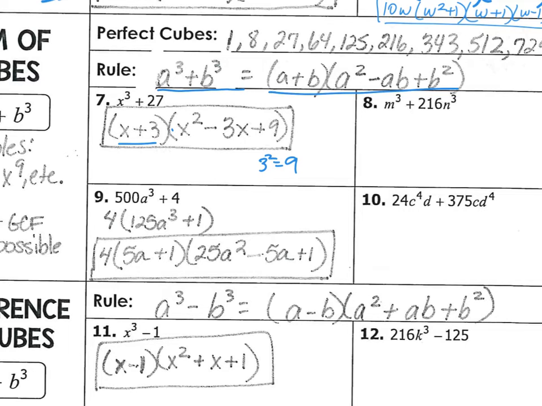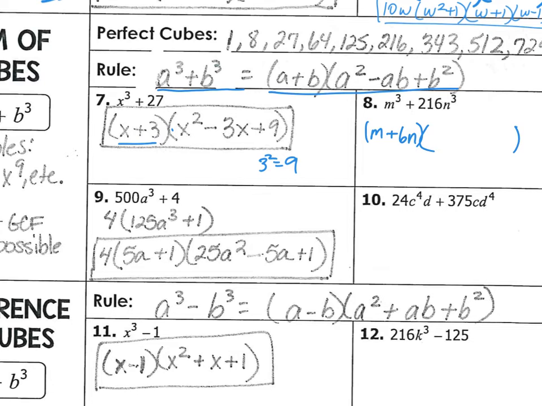Okay, so let's look at number 8. m to the 3rd plus 216 n to the 3rd. Those are both perfect cubes, separated by positive. So, first thing I'm going to do is figure out what goes in the first parentheses. m to the 3rd breaks into m. This is always a plus. 216 becomes 6, because 6 times 6 times 6 is 216. For n to the 3rd, it becomes just the letter n.